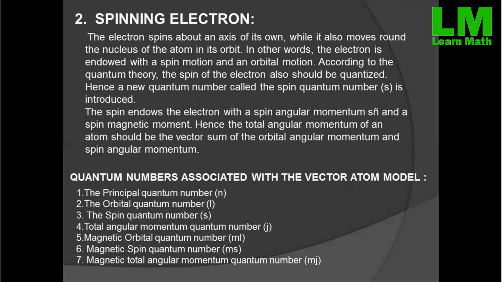There are seven quantum numbers. Number one is the principal quantum number, represented by n. The second is the orbital quantum number, represented by L. The third is the spin quantum number, denoted by S. The fourth is the total angular momentum quantum number, denoted by J. The fifth is the magnetic orbital quantum number, represented by mL. The sixth is the magnetic spin quantum number, denoted by ms. The seventh and last is the magnetic total angular momentum quantum number, denoted by mj.